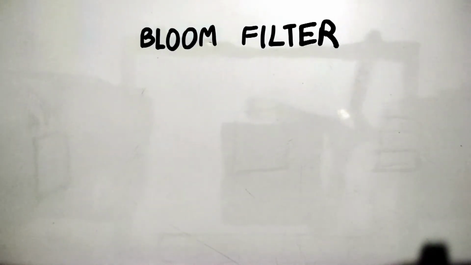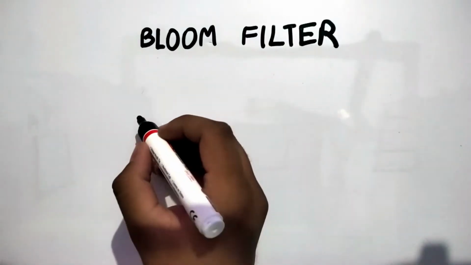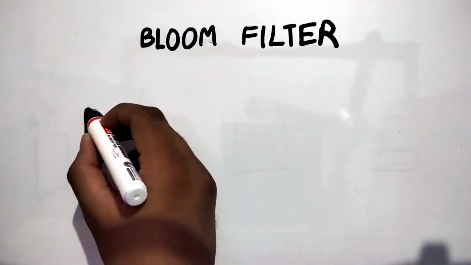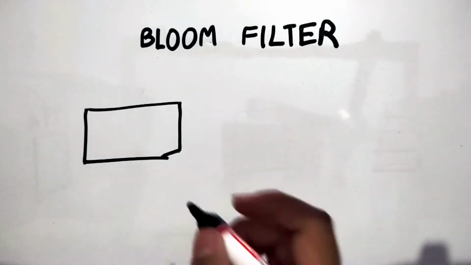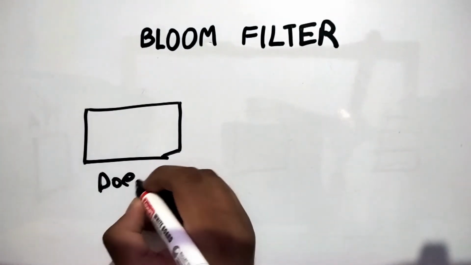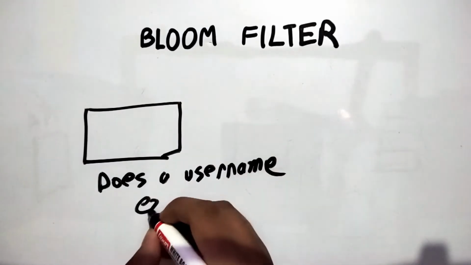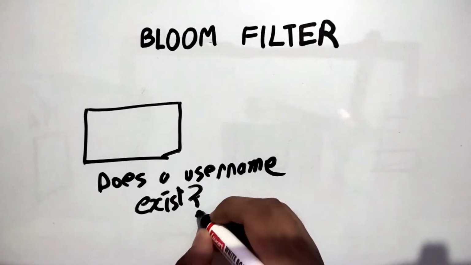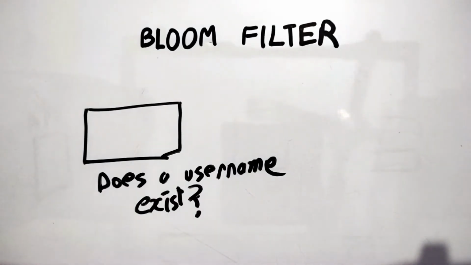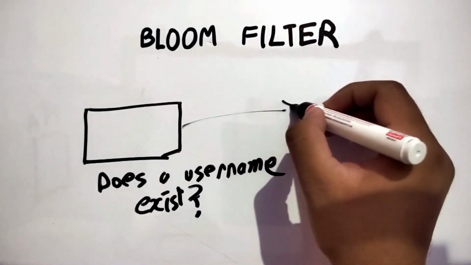So let us understand how these big companies like Google, Amazon, Facebook, they keep track of their databases, and how do they answer this question? Does this username exist? Because this is the sample question that we took. So let us assume that there's this application. There's a web page that is asking whether a username exists or not. So it is asking, does a username exist? So this is a basic yes or no question. It can be either yes or no.